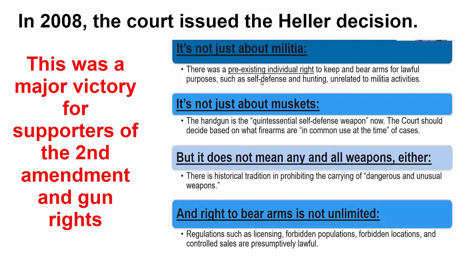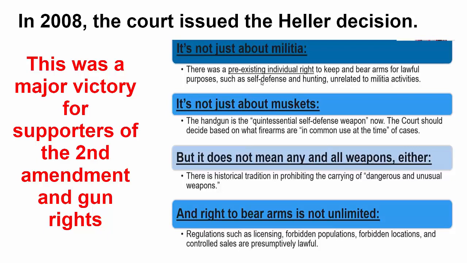And it's not just about muskets, right? The handgun is the quintessential self-defense weapon now, the Heller case said. So the court should decide based on what firearms are in common use at the time to determine what weapons ought to be protected. Now, that didn't mean any and all weapons were protected by the Second Amendment, right? There are particularly dangerous or unusual weapons that the court ruled the Second Amendment didn't necessarily apply to.